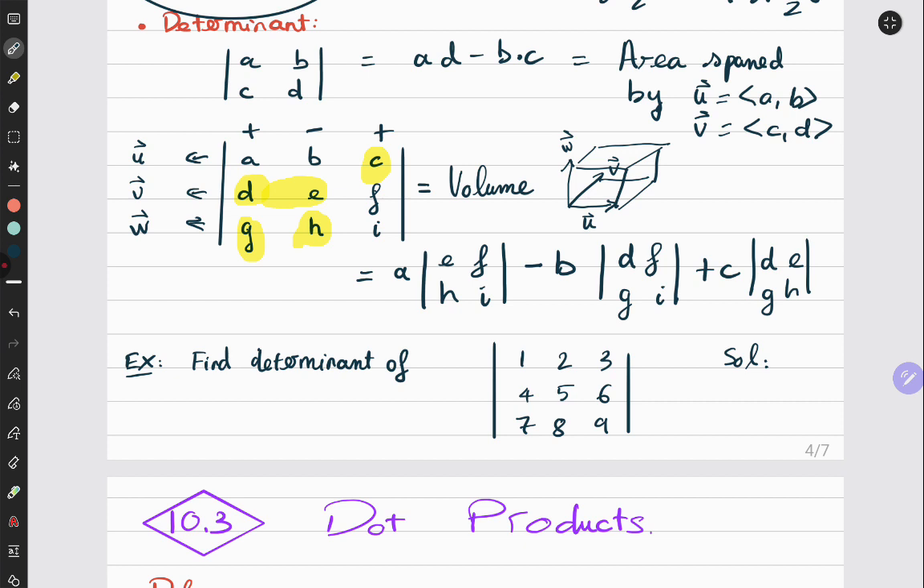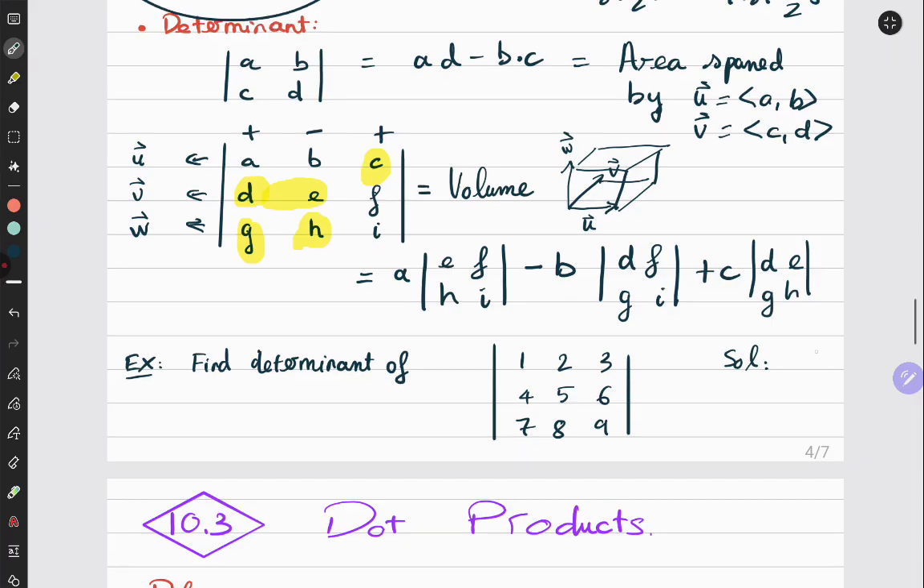Okay, how much? Any answer? How much? Zero? Zero? True. Zero. The determinant of the matrix from 1 to 9 is actually zero.